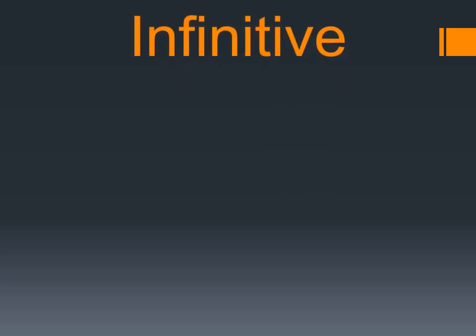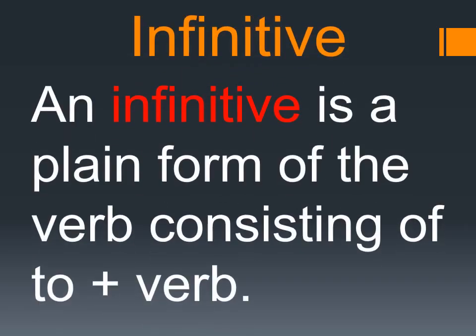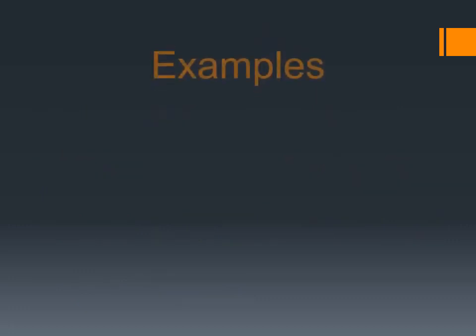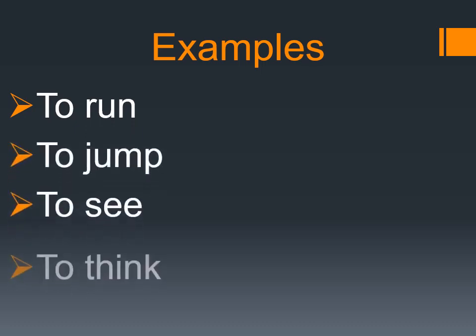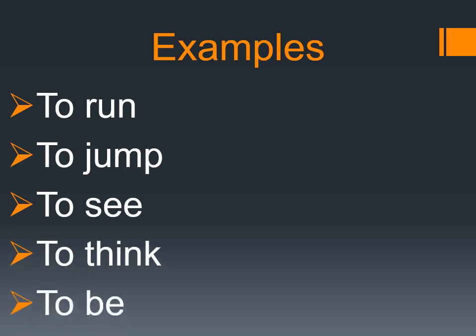First of all, infinitives. An infinitive is a plain form of the verb consisting of to plus verb. When we add to with verb, that becomes infinitive, and here its examples are to run, to jump, to see, to think, to be.